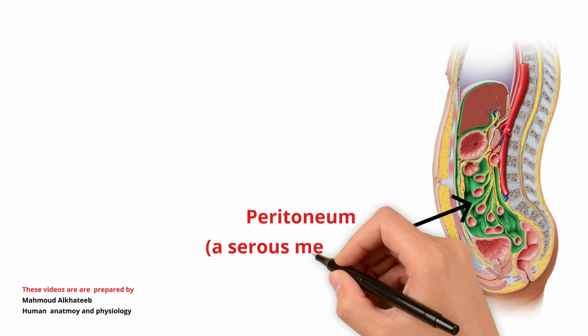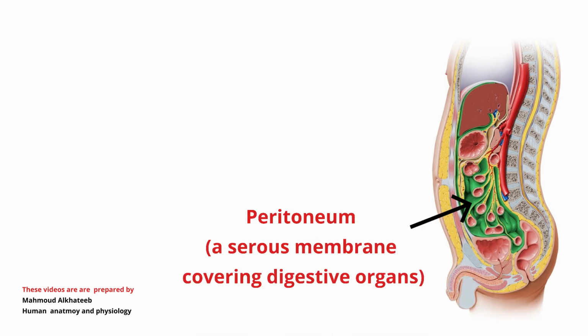In addition, this cavity is lined by the double-layer membrane called the peritoneum. Similar to the pericardium and pleura, this peritoneum is the third serous membrane in our body that encloses and protects many of these abdominal organs, providing lubrication to reduce friction during movement. Notably, the majority of these digestive organs are located at the anterior part of the abdominal cavity.